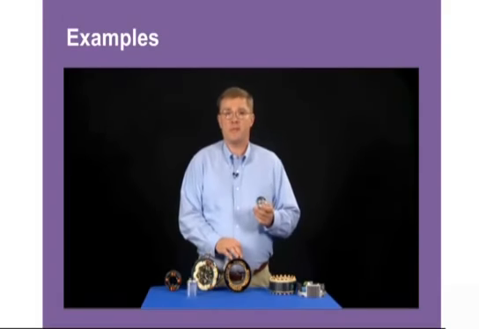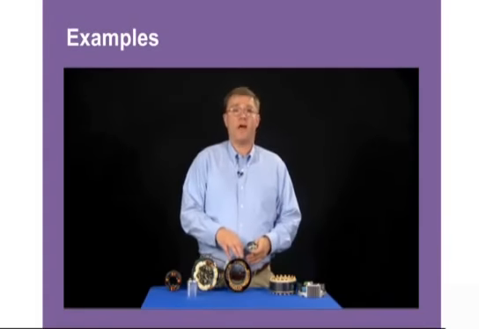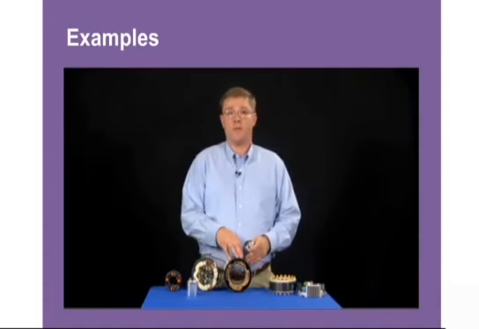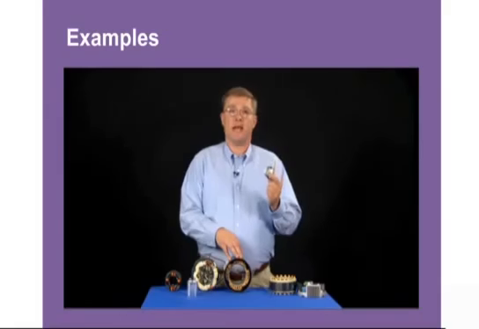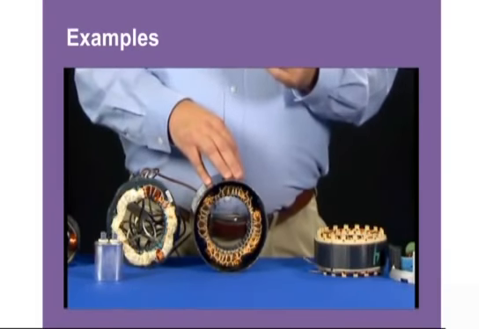The third type of split phase motor is a capacitor start, capacitor run motor. This type of motor, we now have a capacitor in the start circuit and the run winding, and again still have a centrifugal switch. This type of motor should never have a speed control put on it.